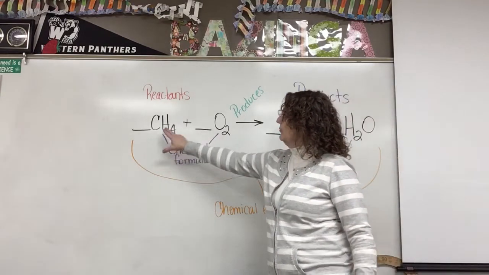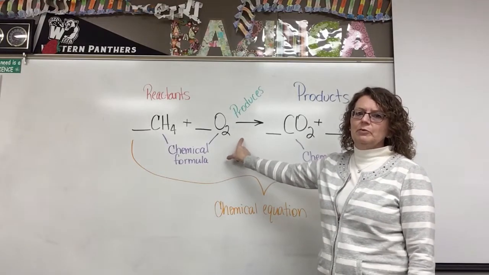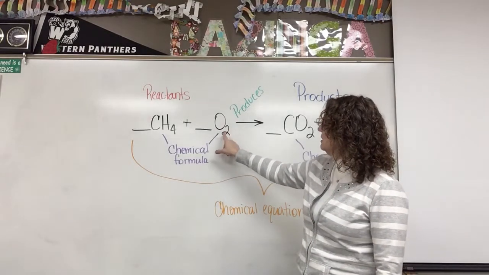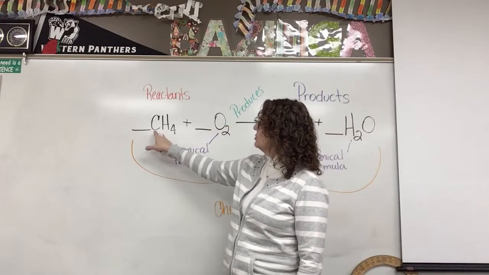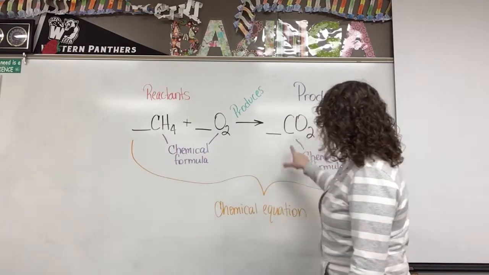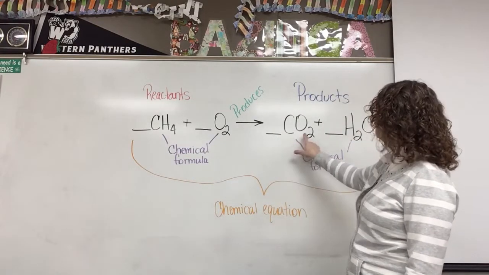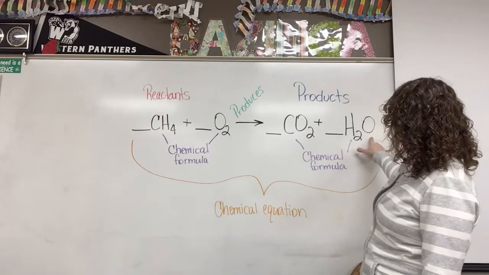These are all chemical formulas, right? These are subscripts. You should have already known what a subscript is. This means there are 2 atoms of oxygen, and this means there's 1 carbon and 4 hydrogen. 1 carbon, 2 oxygen, 2 hydrogen, 1 oxygen.